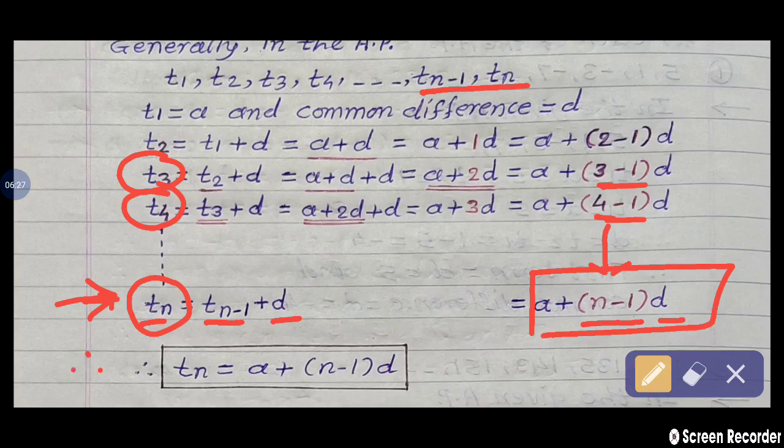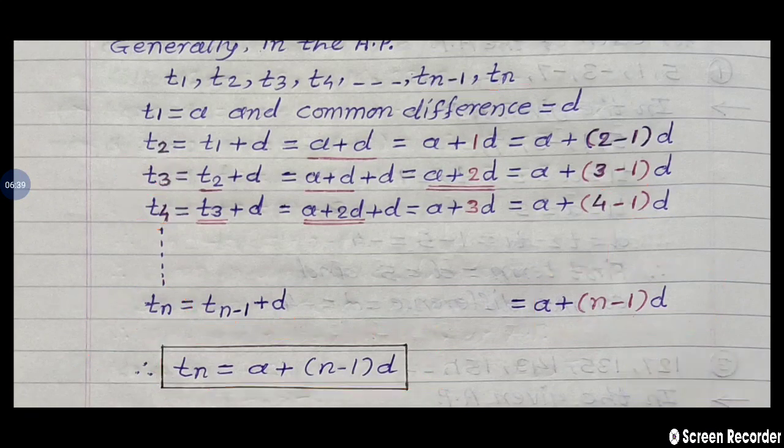Therefore, we are getting the formula. How to find the nth term? Tn is equal to A plus n minus 1 multiplied by D. This is a very, very important formula that we use in today's problem solving related to the nth term.